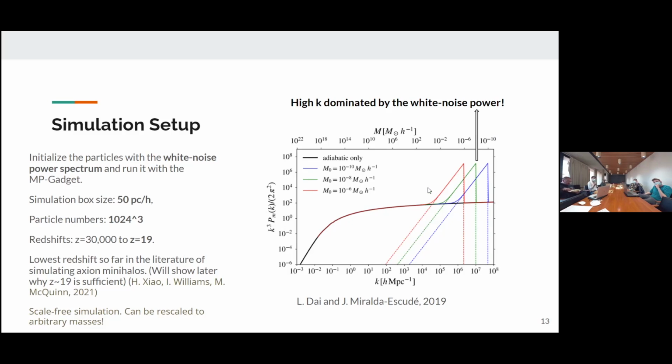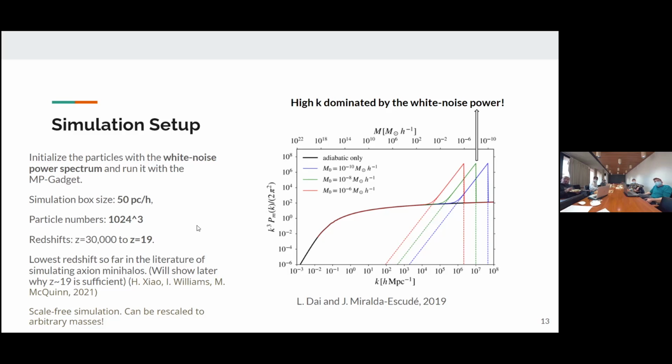And such a power is always going to dominate the high-k power. Therefore, in this regime, the substructure formation will be dominated by white noise. So for really small scales, you don't necessarily care about adiabatic. You can simply study the structure formation from white-noise-only power, and then we will glue things together using an analytic formula.